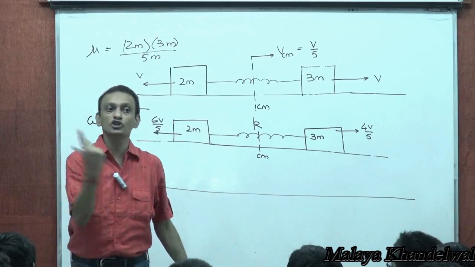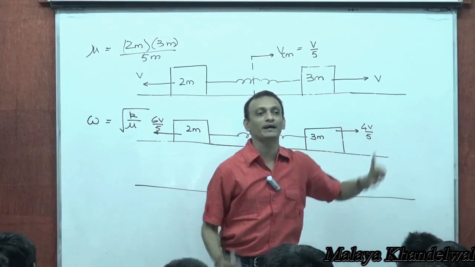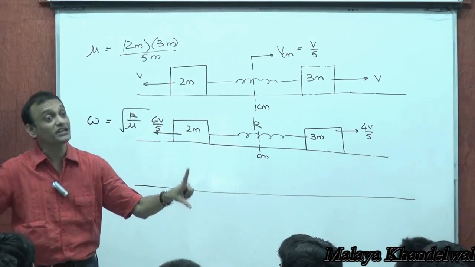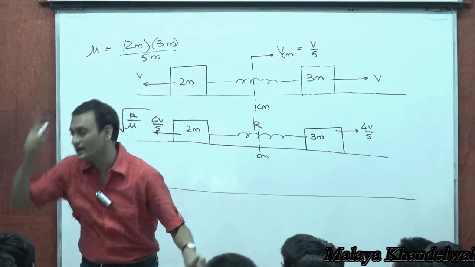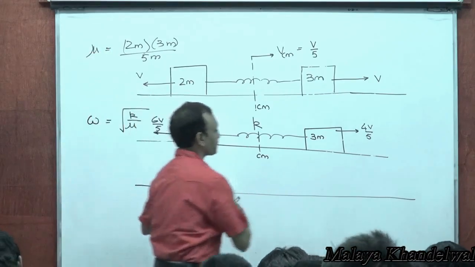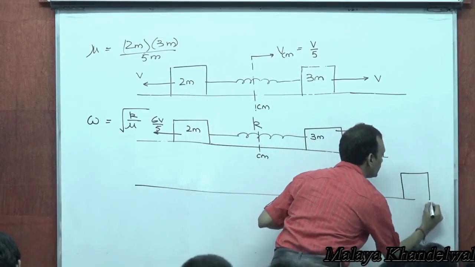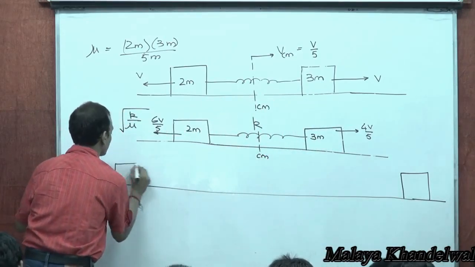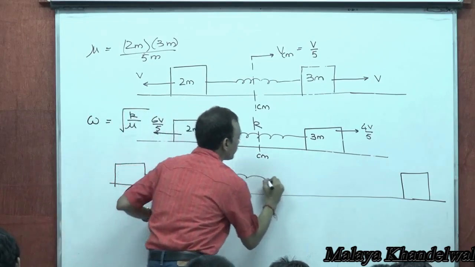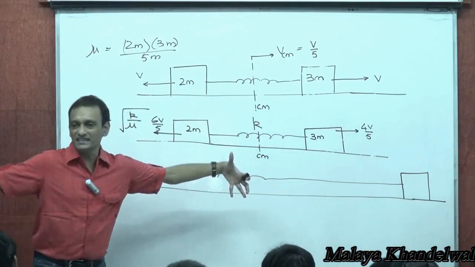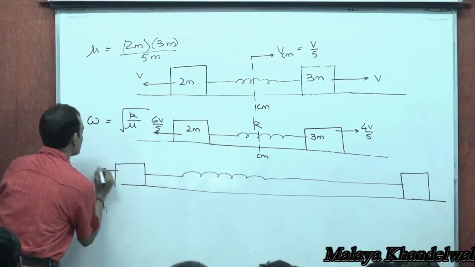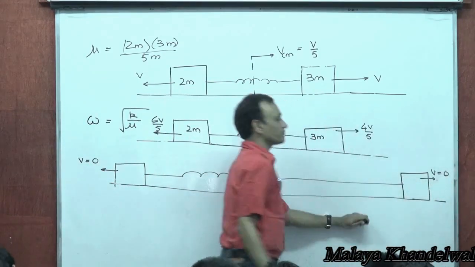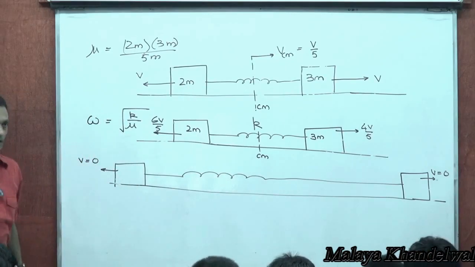Yes or no? And is it possible that in the center of mass frame, the velocity of one becomes zero and the other one doesn't become zero? It's not possible. That means the velocities of the two masses in the center of mass frame should become zero exactly at the same time. In the center of mass frame, the velocity of this becomes zero. This then would be a state of maximum elongation, right? The velocity of this becomes 0 in the center of mass frame. The velocity of this becomes 0 in the center of mass frame. Right?